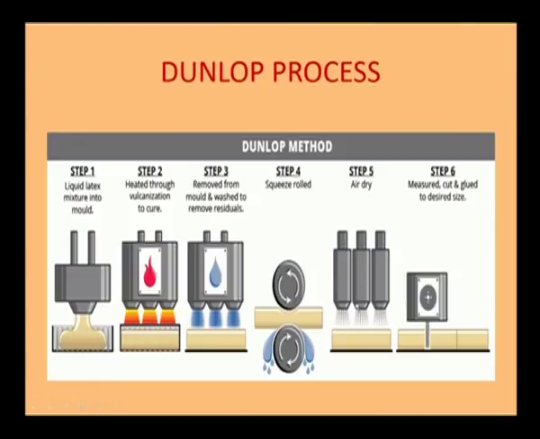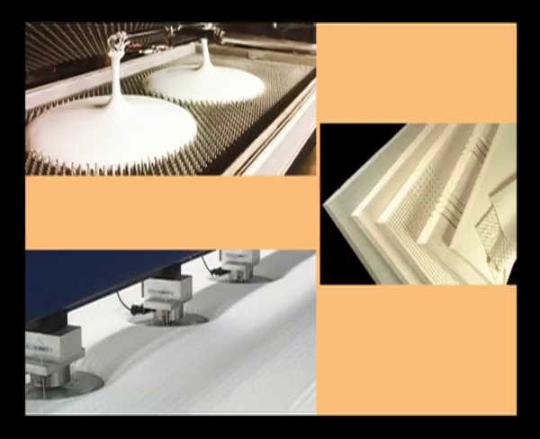The fifth step involves drying the product, that is by air drying it, then you measure it, cut it, and glue it to the desired shape. And here I have shown you the images of how the Dunlop process has been carried out.